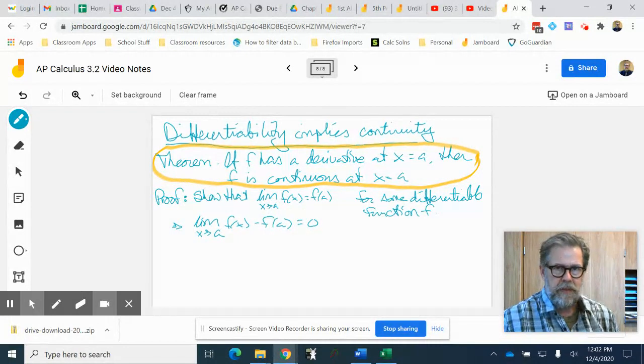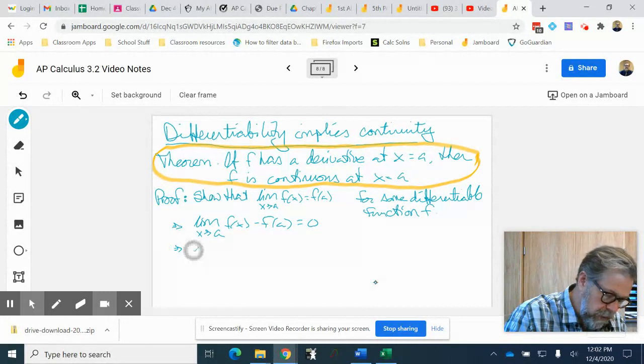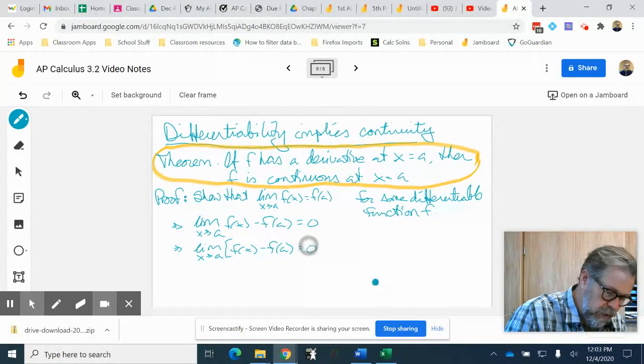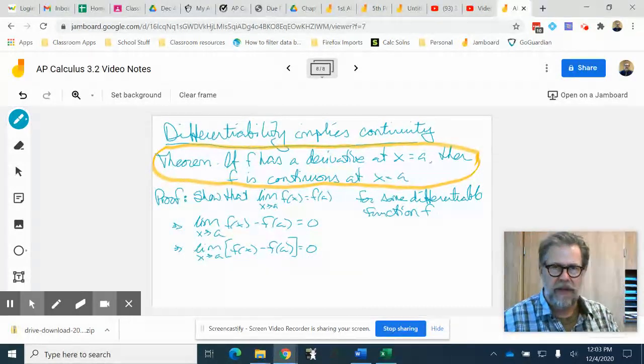And because f of a is a constant value, this therefore implies that the limit as x approaches a of f of x minus f of a is equal to 0, because the limit as x approaches a of f of a is just f of a. It doesn't really matter.